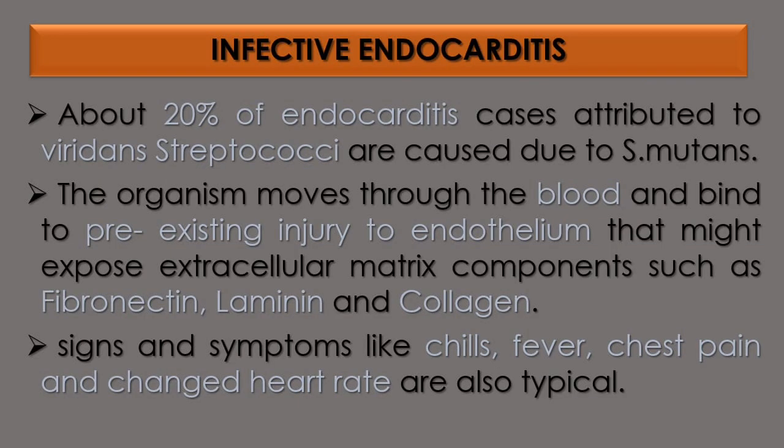The second one is infective endocarditis. About 20% of endocarditis cases attributed to virulent streptococci are caused by Streptococcus mutans. The organism moves through the blood and can bind to a pre-existing injury to the endothelium that might expose extracellular matrix components such as fibronectin, laminin, and collagen. Patients with endocarditis experience flu-like symptoms including chills and fever; chest pain and changed heart rate are also typical.